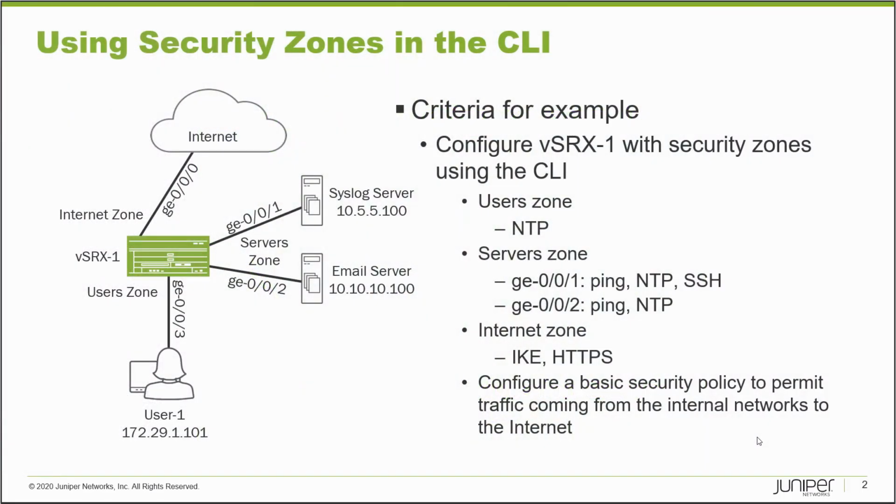All right, so here is our example. In this example, there's a few things I want to point out. VSRX1 is in the middle here, and that's what we will be configuring. VSRX1 is connected to the internet through the internet zone, which uses the ge-0/0/0 interface. And then VSRX1 is connected to the servers through the servers zone and uses the ge-0/0/1 interface to connect to the syslog server and the ge-0/0/2 interface to connect to the email server.